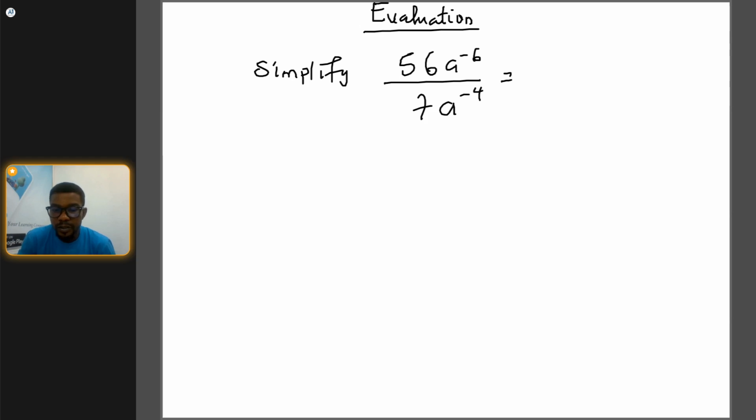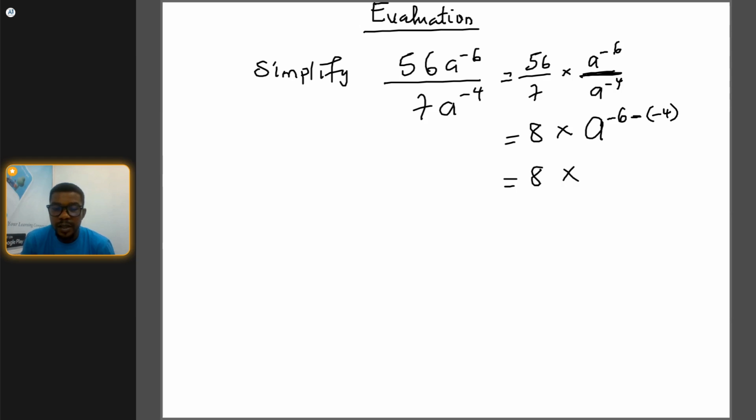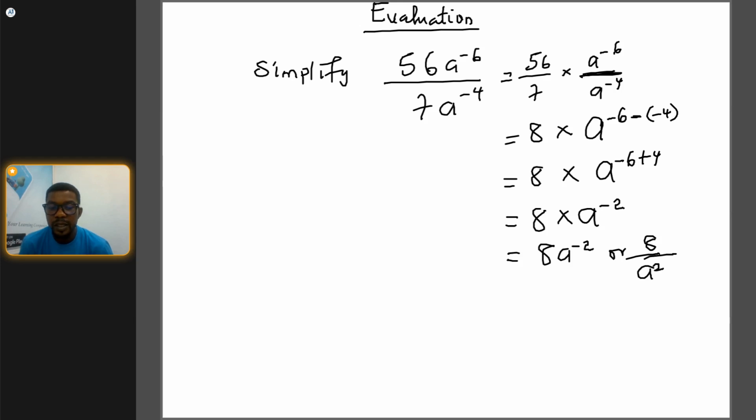Okay, if I'm going to simplify this, let's do it together. 56 divided by 7 times a raised to power minus 6 over a raised to power minus 4. When you divide 56 by 7, that should give us 8. Times, by the law of indices, division changes to minus. So I have a raised to power minus 6 minus, into bracket, minus 4. And that will give me 8 times a raised to power minus 6 plus 4. And that is 8 times a raised to power minus 2, which is 8a raised to power minus 2, or 8 over a squared. So this is also correct, and this is also correct. So that will be our response.